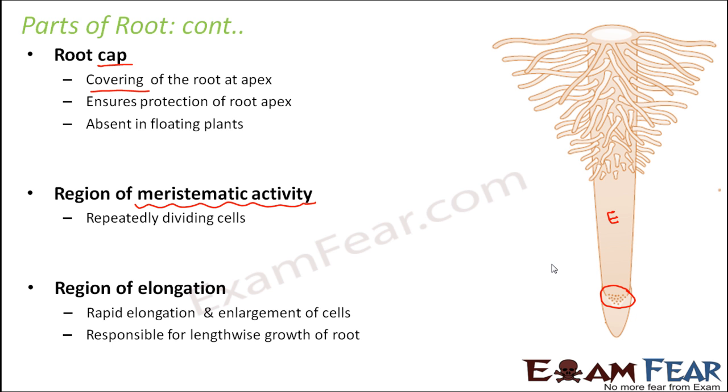So as I said, it is responsible for lengthwise growth of the root. So we have covered three parts. Root cap, which is just for the protection of the root tip. Meristematic region, where more and more cells will be formed by cell division. Region of elongation, where the cells which were formed in the meristematic region will elongate, which in turn will result in lengthwise growth of the root.